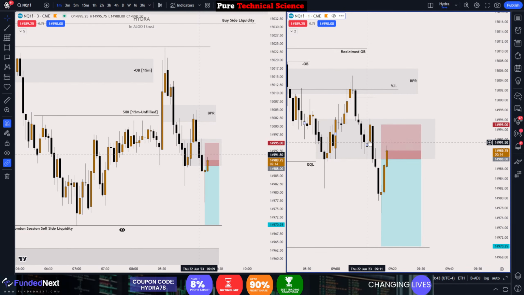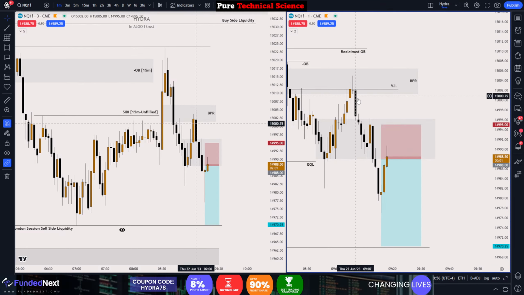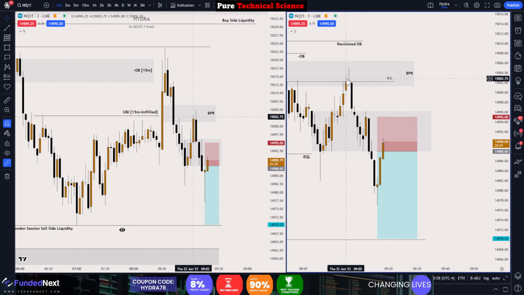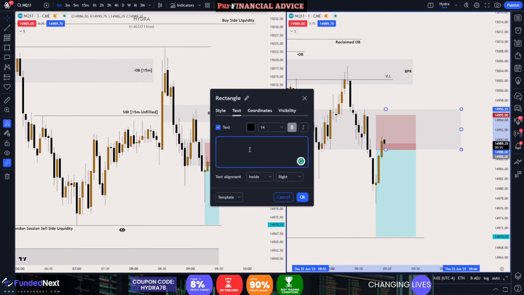This order block will work as the last line of defense. I don't want to see price coming all the way up, hitting this fair value gap. I want to see this fair value gap unfilled and working as a breakaway gap. So let's see how price delivers.